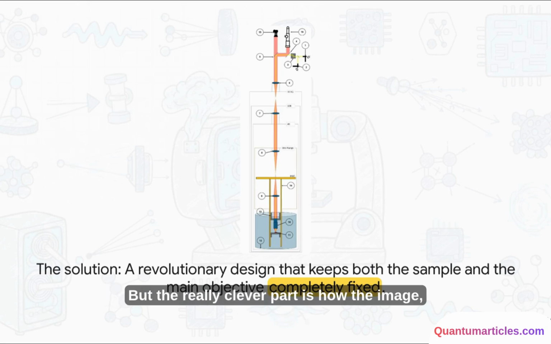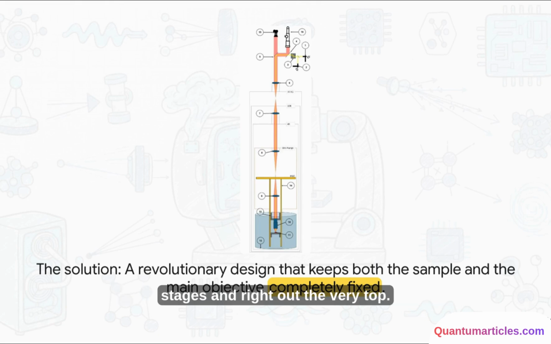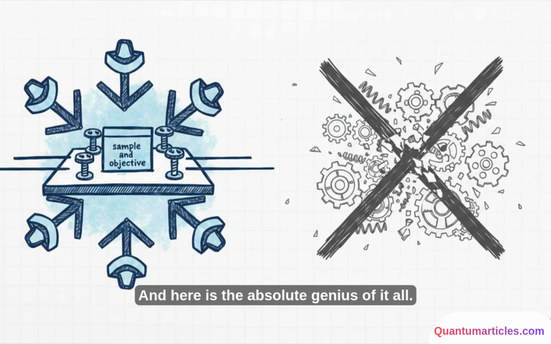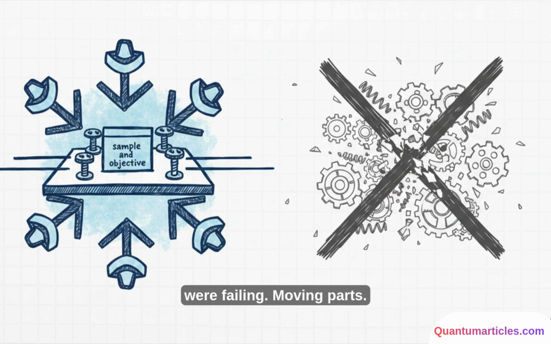But the really clever part is how the image, that red light path, gets beamed all the way up through warmer and warmer stages and right out the very top. And here is the absolute genius of it all. The researchers figured out the single biggest reason things were failing: moving parts. In that extreme cold, they just break. So their core idea was beautifully simple: get rid of them.